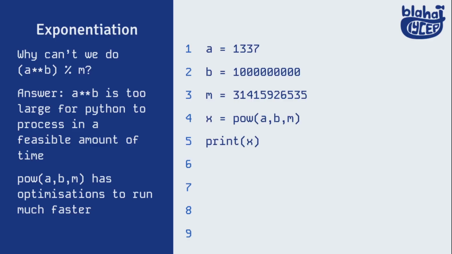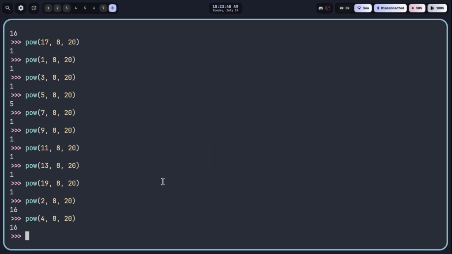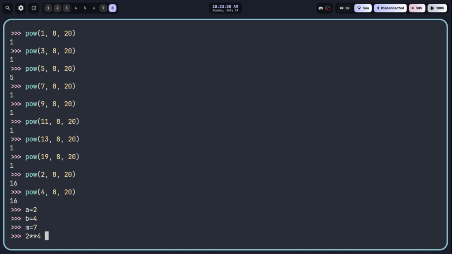Okay, so wait, can we do it then? Yeah. It's not a matter of why can't we, but more so why do we not do it. Let's say if a is 2 and b is 4 for example and m is 7, there's nothing stopping us from just doing 2 to the power of 4 mod 7 because we can do it. In this case it runs quite fast.